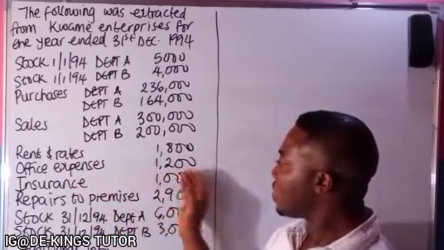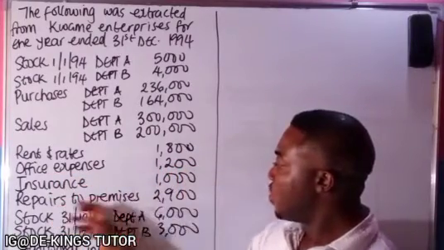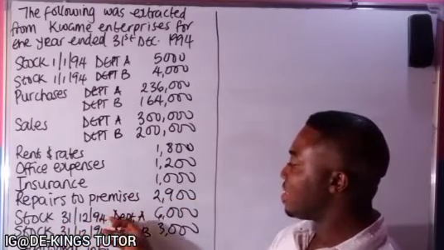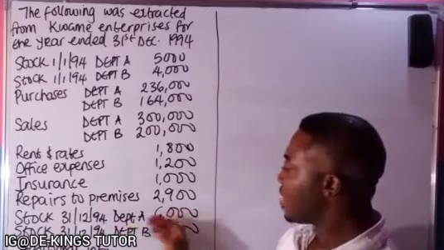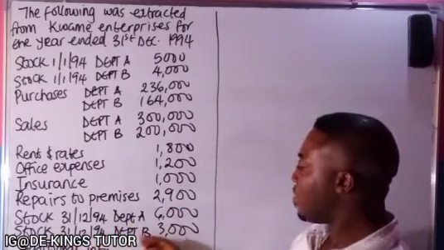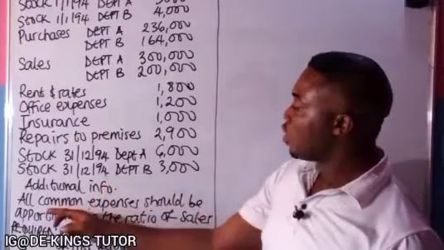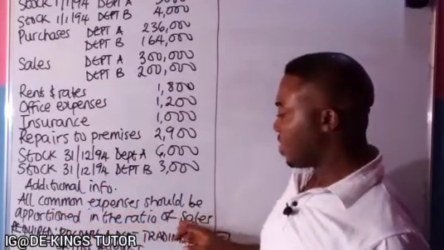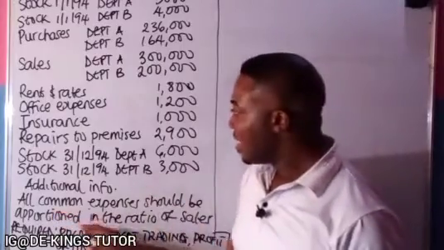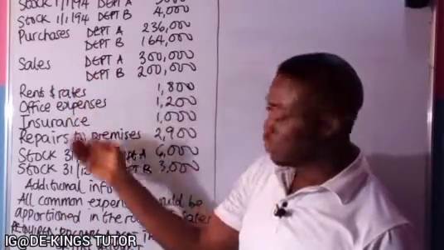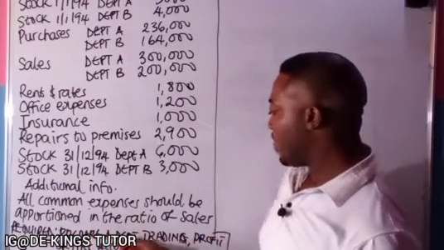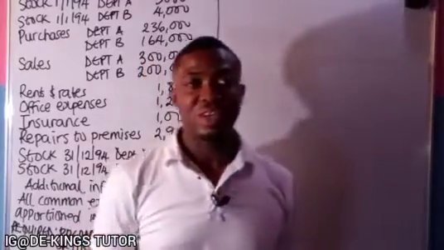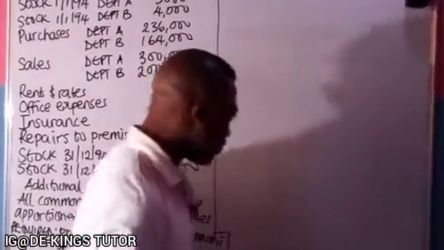Office expenses, 1,200. Insurance, 1,000. Repairs to premises, 2,900. Stock at 31st December 1994, Department A, 6,000. Stock at 31st December 94, Department B, 3,000. Now they said additional information: all common expenses should be apportioned in the ratio of sales. Now they are saying apportion it in terms of sales. I'll show you how to do that. Now they're saying required, prepare a departmental trading profit or loss account. Okay, very important. Now let's start.